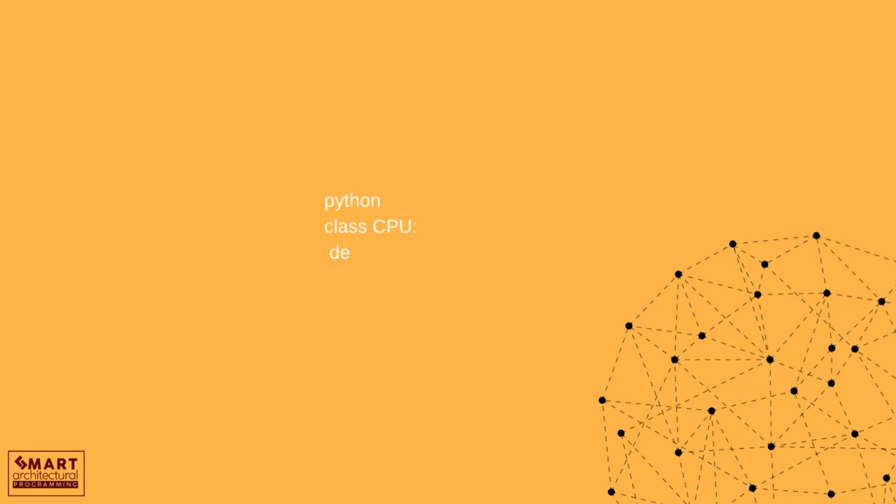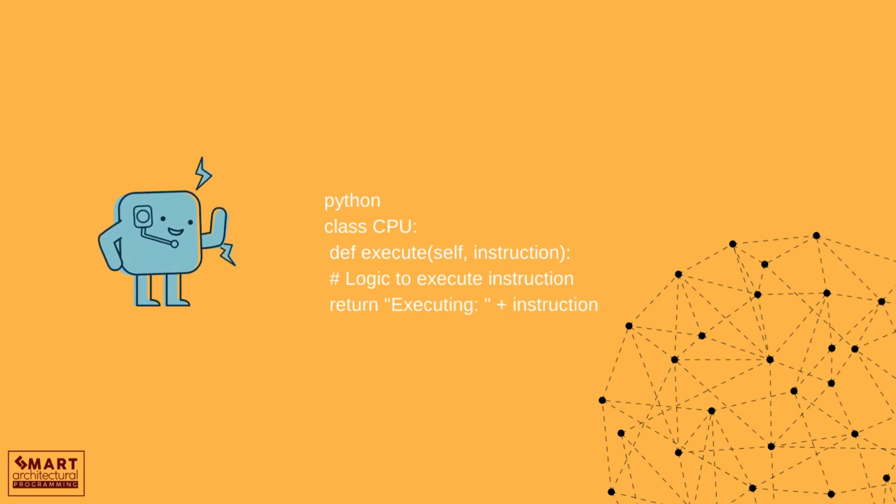Python. class CPU. def execute(self, instruction): # logic to execute instruction. return "Executing " + instruction. In Python, we can think of the CPU as a class that can execute instructions.